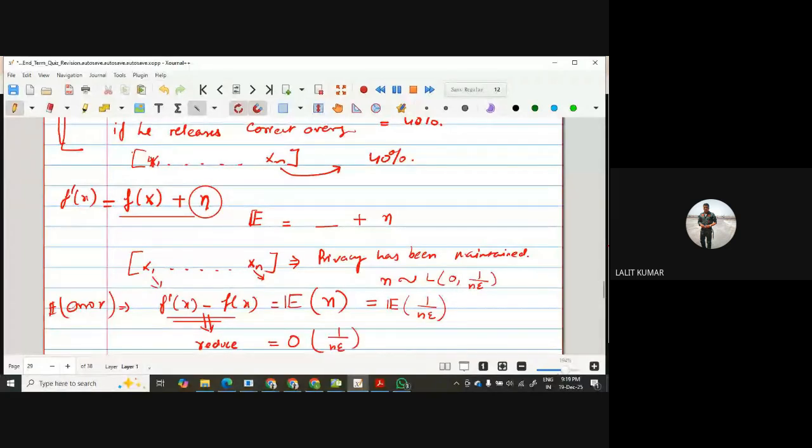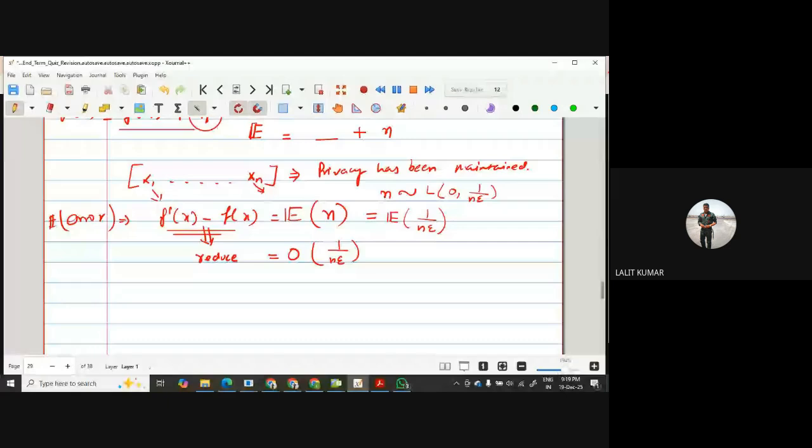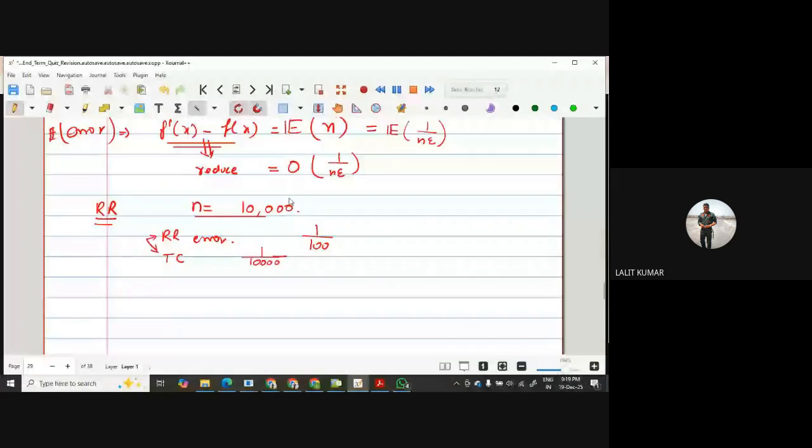So earlier, for example, if I give you an example, in the random response, there is some n equal to, for example, 10,000. So your random response error would have reduced by just 1 by 100. Whereas the trusted curator will decrease by 1 by 10,000. So this is the benefit of your trusted curator. Is it okay? Yeah. Okay. So this was the trusted curator.